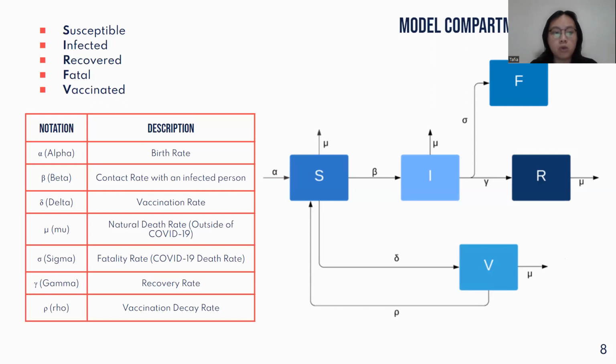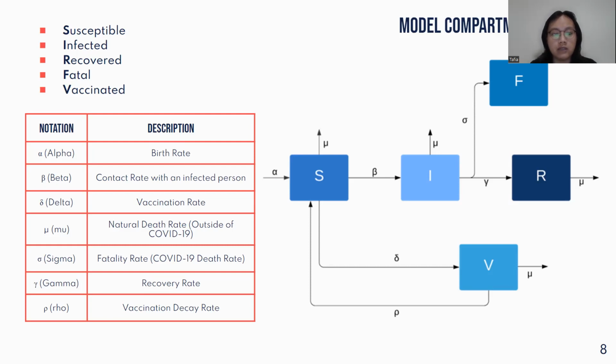When a new person is born, there will be an increase in the population. Here it is assumed that newborns will automatically enter the susceptible compartment, namely people who are susceptible to COVID-19. This is because newborns do not yet have immunity to avoid COVID-19. Here, the birth rate is represented by the notation alpha.